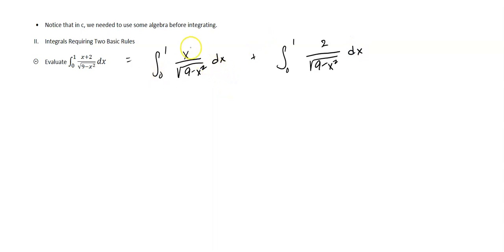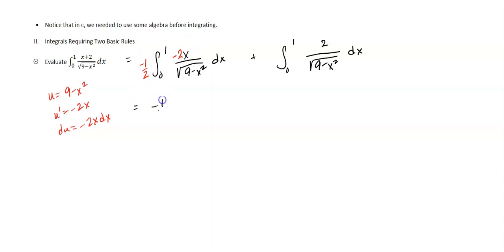On the left here, I noticed that if I were to let my u be 9 minus x squared, u prime would be negative 2x, and du would be negative 2x dx. I do have the x that I need, I just don't have the negative 2. So I'm going to multiply by a negative 2 here, and a negative 1/2 here to cancel it out.